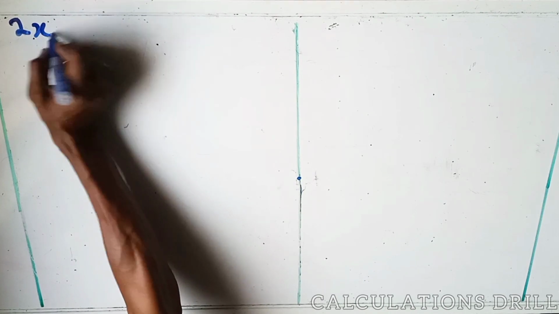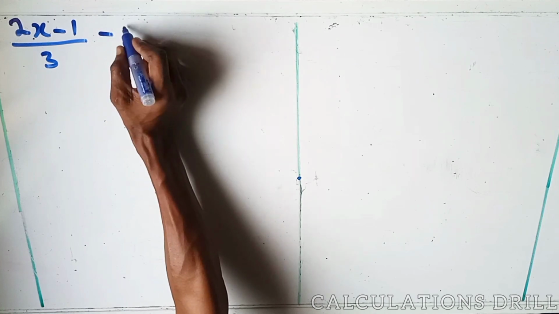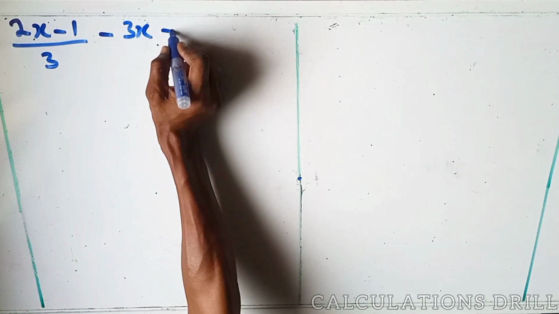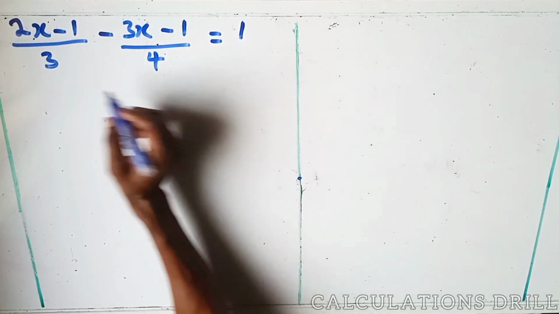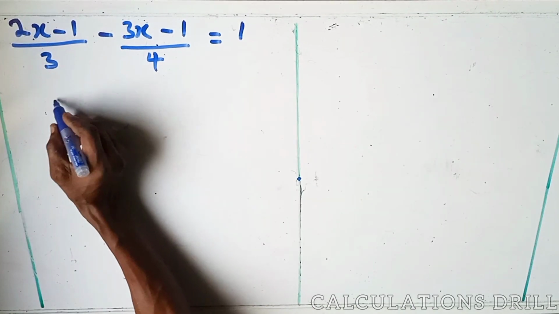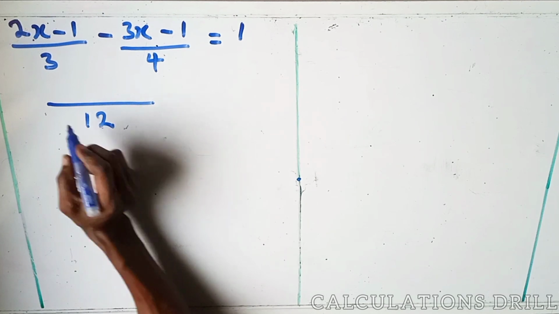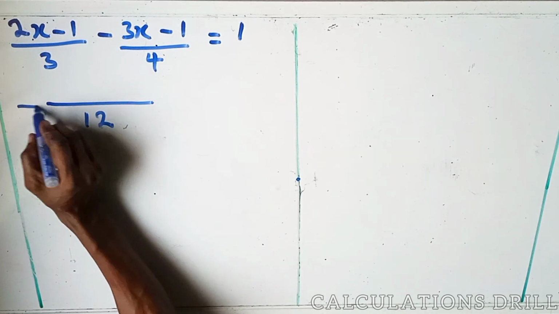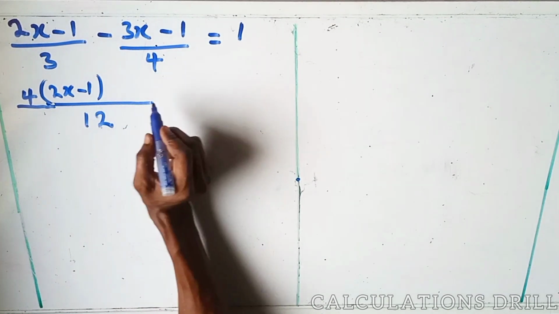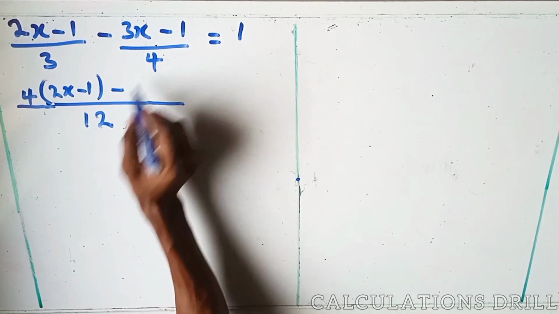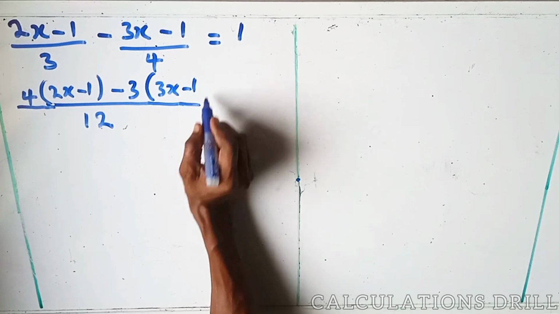How do you solve this? 2x minus 1 over 3 minus 3x minus 1 over 4 equals 1. The first thing is to find the LCM of 3 and 4, which gives us 12. 3 in 12 gives us 4. You use that 4 to multiply 2x minus 1. It's important you put them in the bracket. 4 into 12 gives us 3. Then use it to multiply 3x minus 1, equals 1.